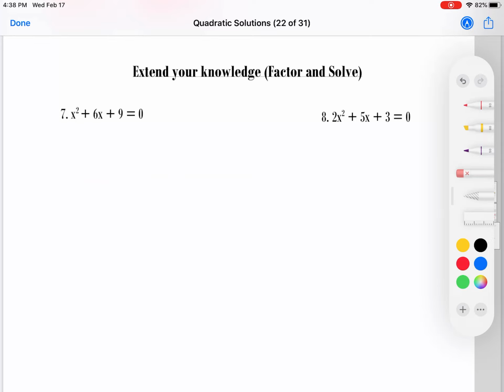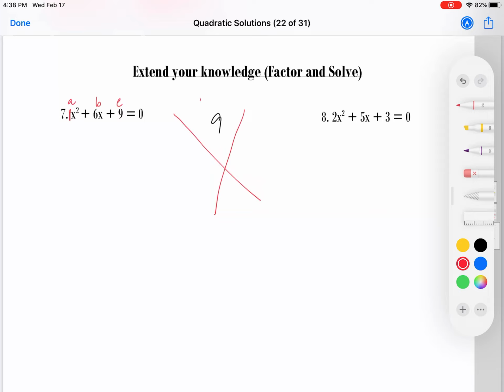So that's what we're going to do on number 7. So the way that we factor, we draw an x. If there's no number in front, that's a 1. Label A, B, C. The number A times the number C is 1 times 9, which is a 9.